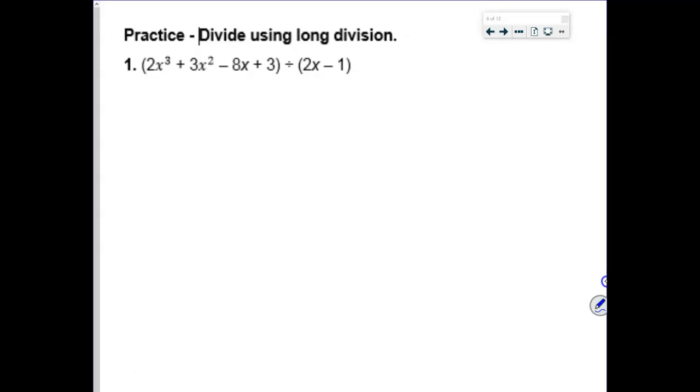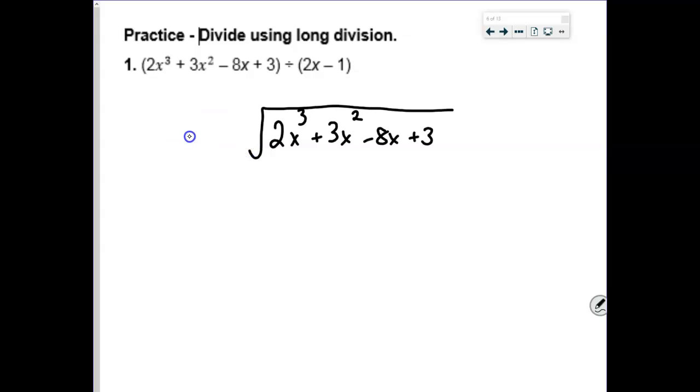Let's take a look at number 1. We have a pretty decent sized dividend here: 2x to the 3rd plus 3x squared minus 8x plus 3, all underneath your little quotient house. I encourage you to put your divisor of 2x minus 1 in parentheses. All right, 4 steps. Here we go.